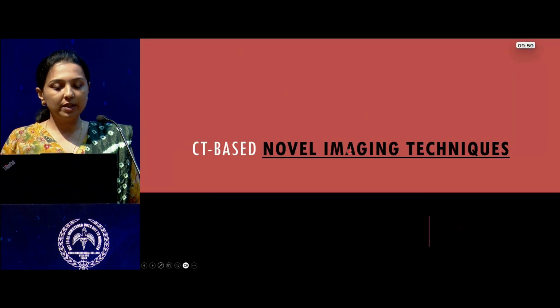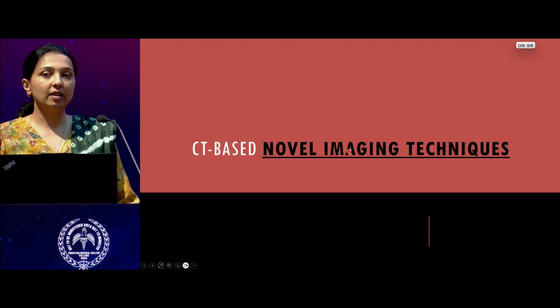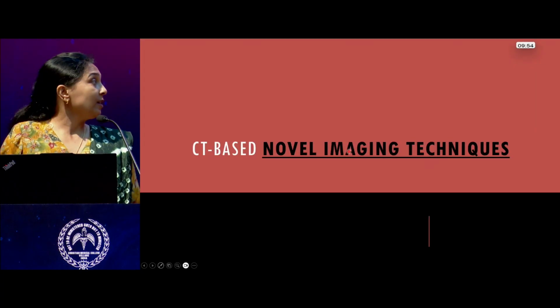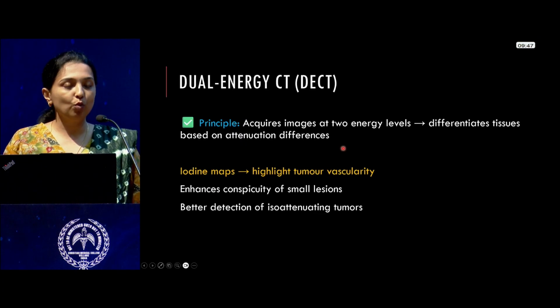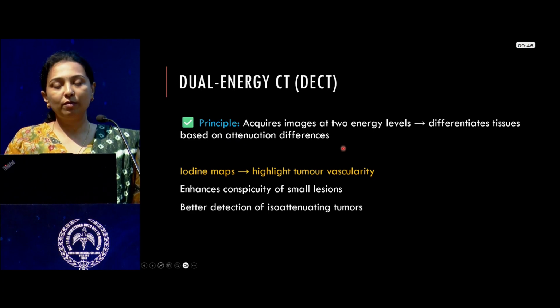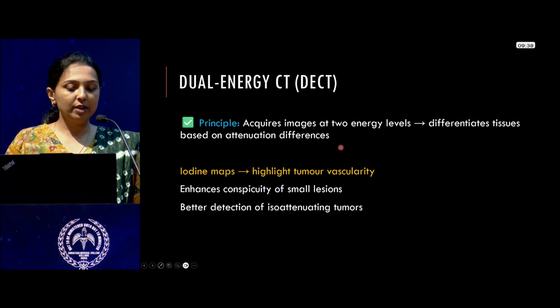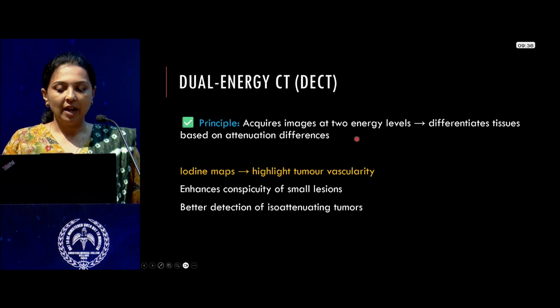a few. So with this background in mind, let us look at newer imaging techniques that might help us improve our diagnostic acumen. Starting with the CT-based techniques, we have dual energy CT. The principle of this is that we acquire images using two energy levels, and this will help us differentiate tissues based on their attenuation differences. And we also get something called an iodine map.